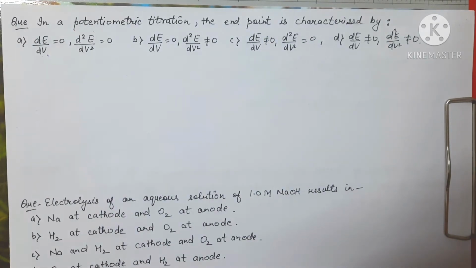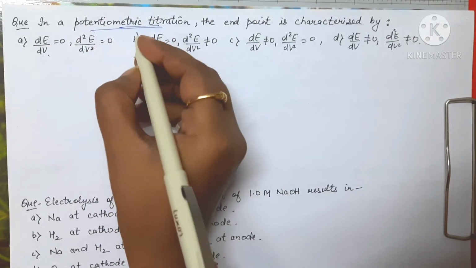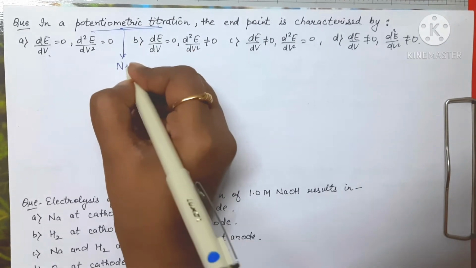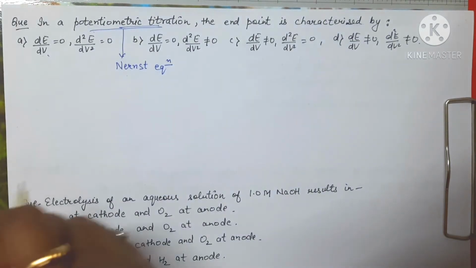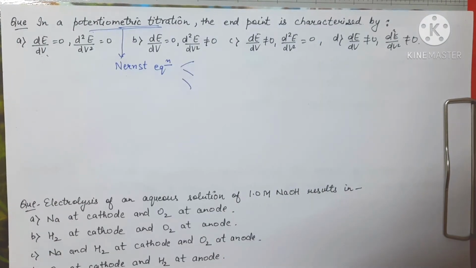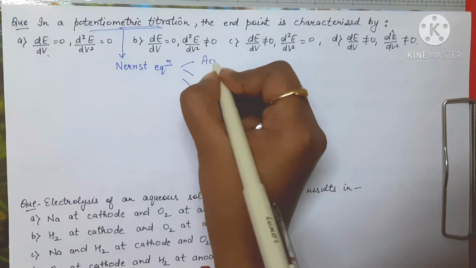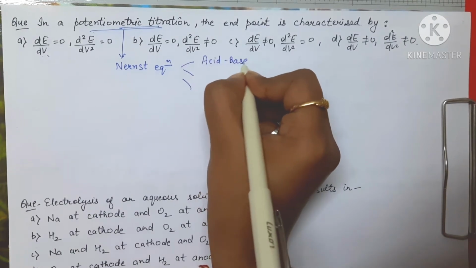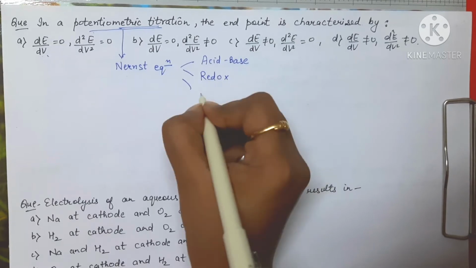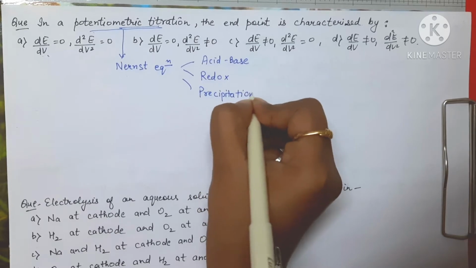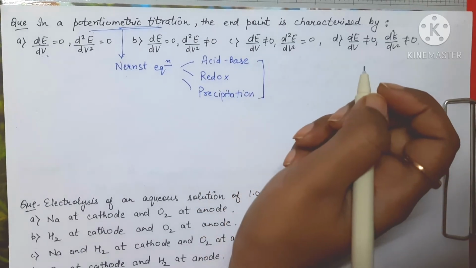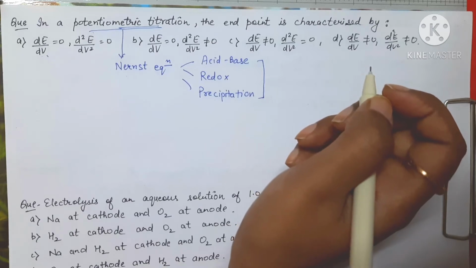So if we talk about the potentiometric titrations, then the basis of these potentiometric titrations is the Nernst equation, right? So basically there are three types of titrations which can be done potentiometrically. First is acid base, second is redox, and third is precipitation. So for these three types of reactions we can find out the endpoint potentiometrically, right?